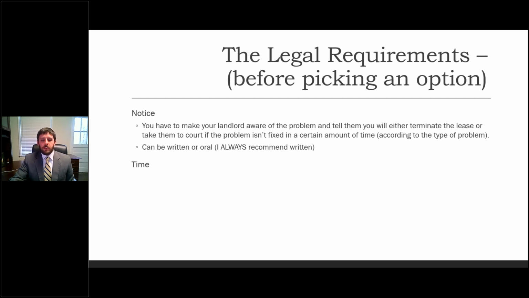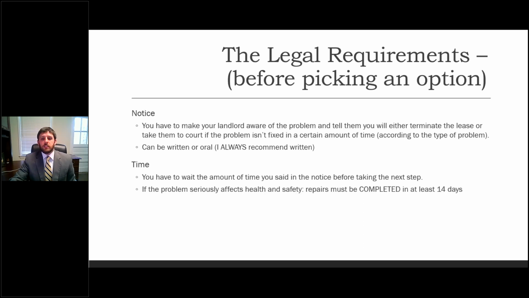So after the landlord's made aware of the problem, and preferably using a written notice, you have to wait a certain amount of time. You mention the amount of time in the notice, and you have to stick to whatever you say in the notice. So if you say, I'm going to give you 30 days to fix it, then you are binding yourself to wait 30 days to see if they do anything about it. There are a couple different options for how long you wait, depending on the nature of the repair problem.